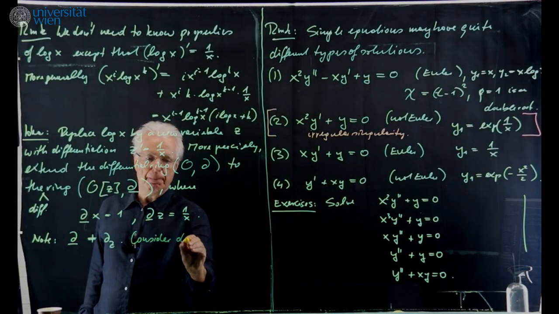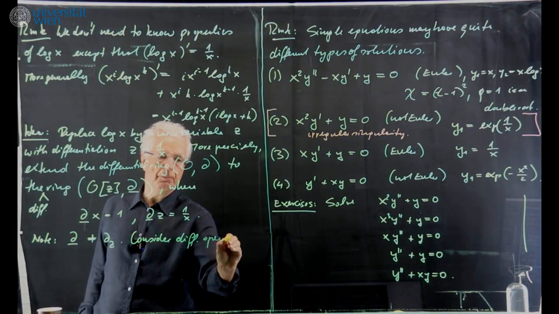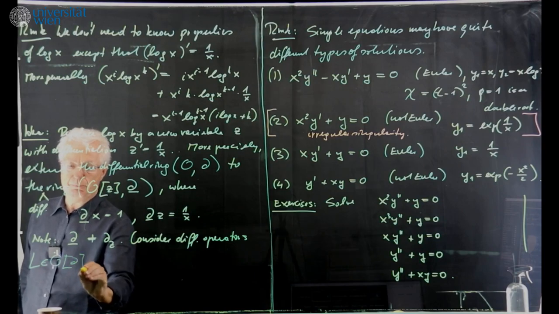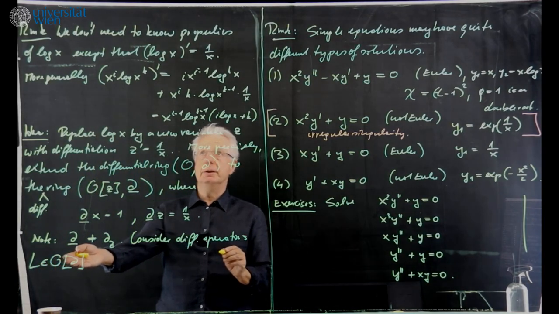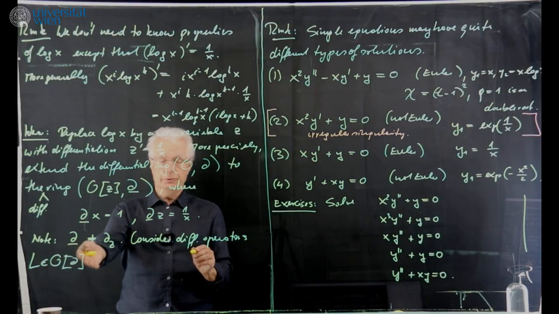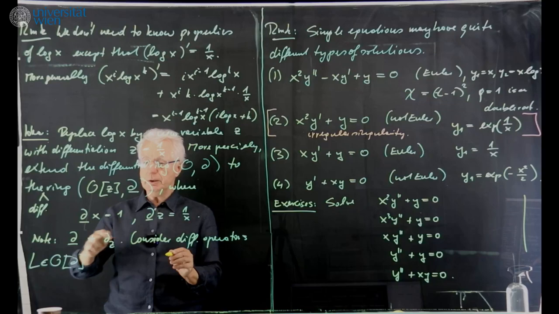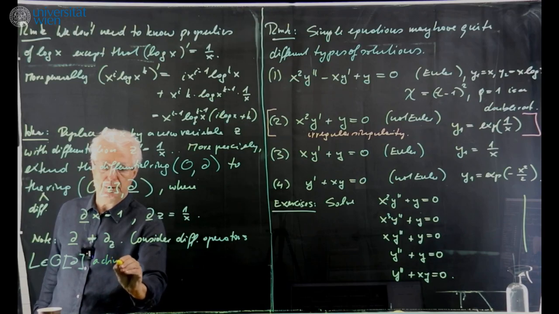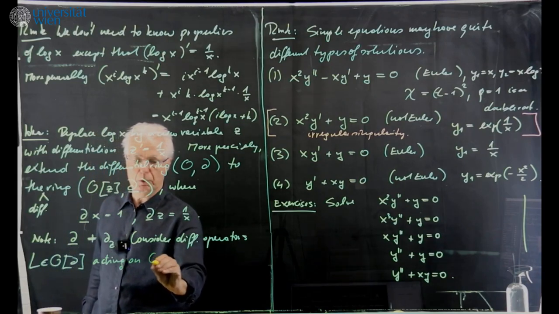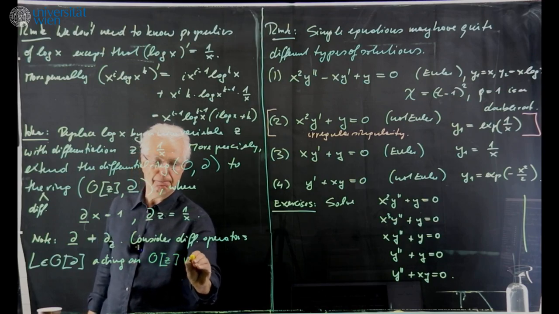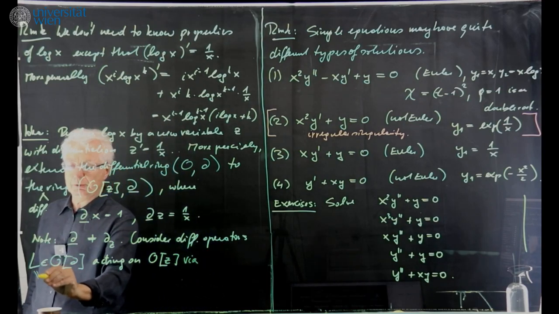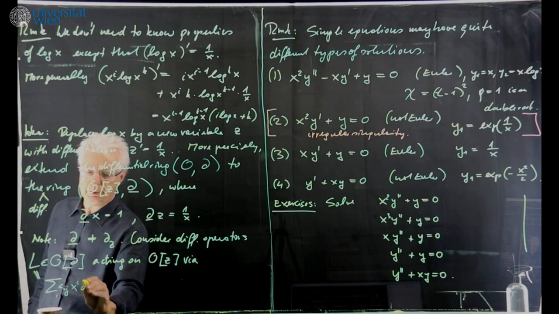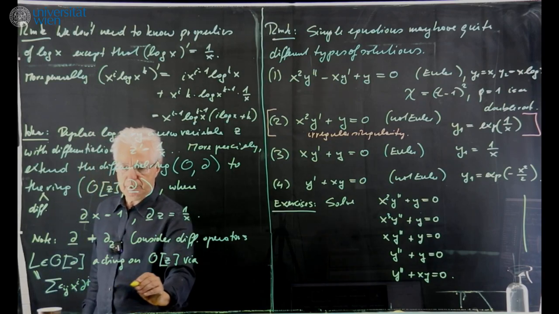Consider differential operators L in O del. So what is a differential operator? It is a linear combination of higher derivatives with holomorphic functions. So we consider this differential operator acting on O z via, so if this one was c_ij x^i del^j, we replace it by L.